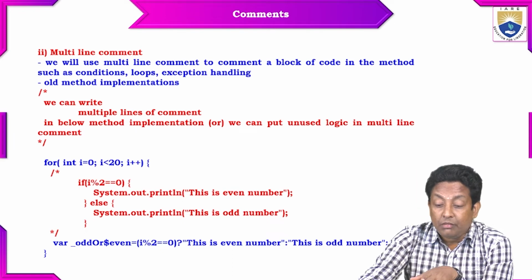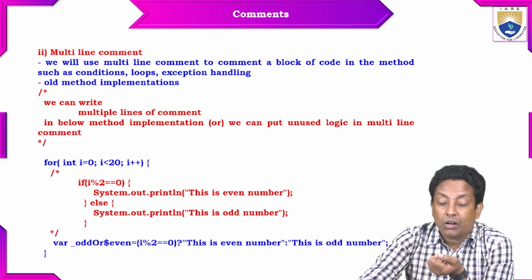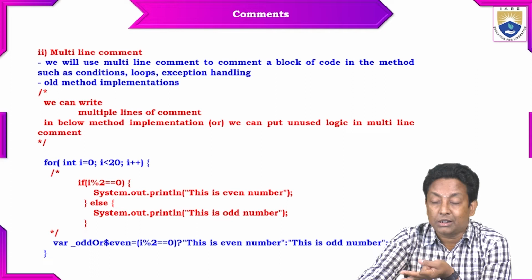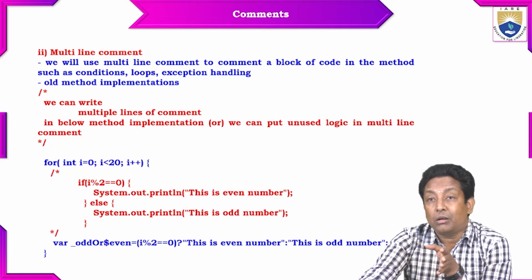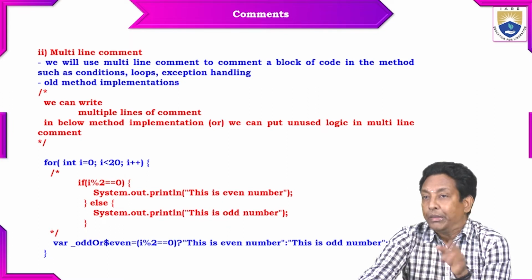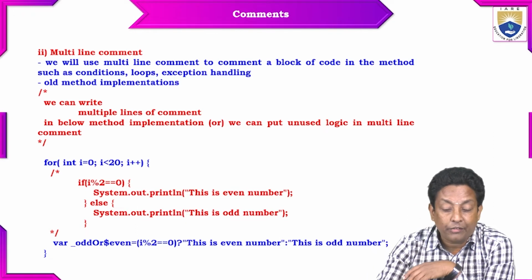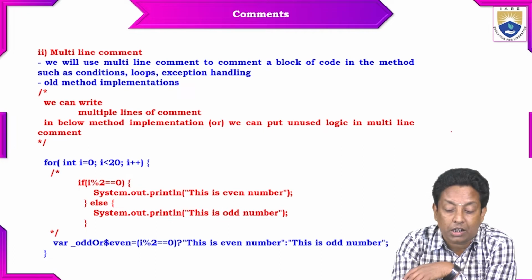Inside the method also, we can put a multi-line comment for commenting conditions, loops, exception handling statements, and old method implementations. We use a multi-line comment to comment any block of code inside the method. Inside a method, we can put a comment anywhere. We can write multi-line comments in the method implementation below, or we can put unused logic in a multi-line comment.